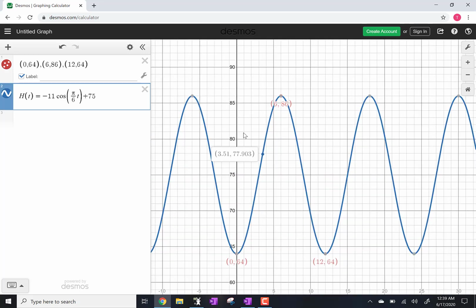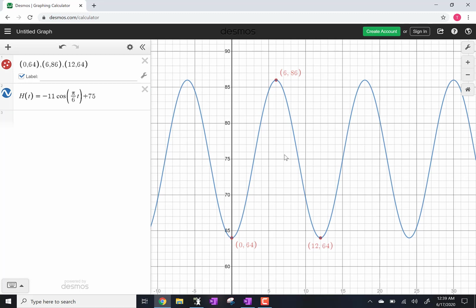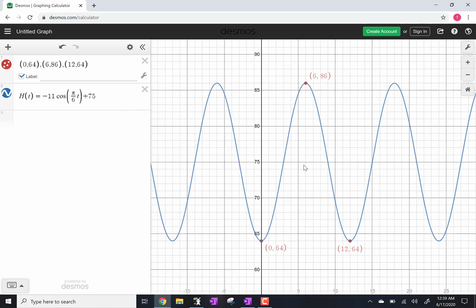You can see here's our function, and we're checking the accuracy, but you can notice that all three of those temperature points are on our function. That's a good sign. So this is accurate, and this is the right function.